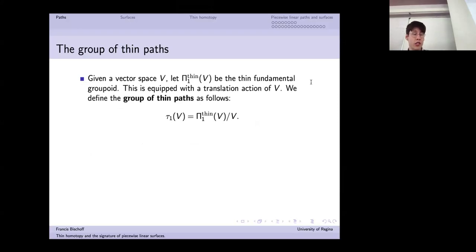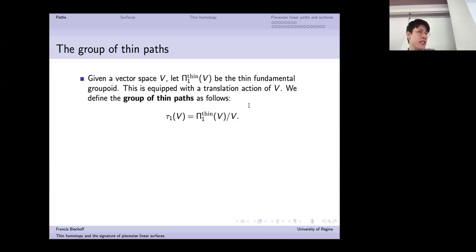Okay, so now I want to construct what I'm going to call a group of thin paths, and it's going to be associated to a vector space. Given a vector space V, we can take the thin fundamental groupoid, so paths modulo thin homotopy, and the groupoid product is given by concatenation of paths. Because we're in a vector space, this groupoid is equipped with an action of V by translation. You can translate a path around. We can take the quotient of the fundamental groupoid by this action, and that gives us a group now. This is what I'm calling the group of thin paths.